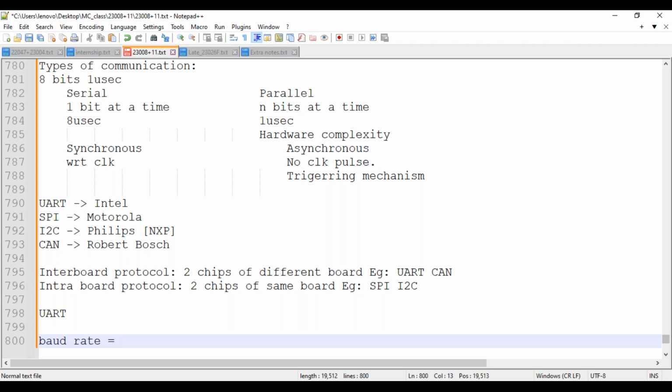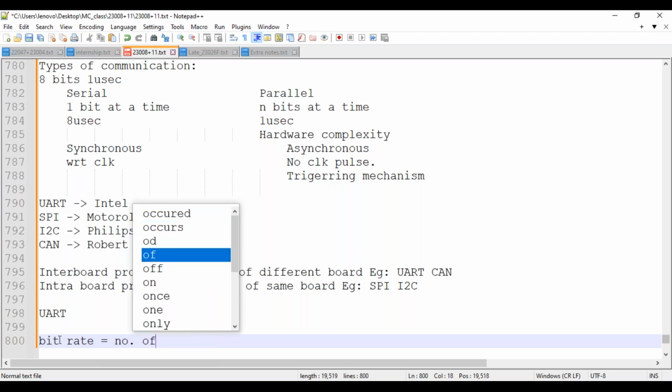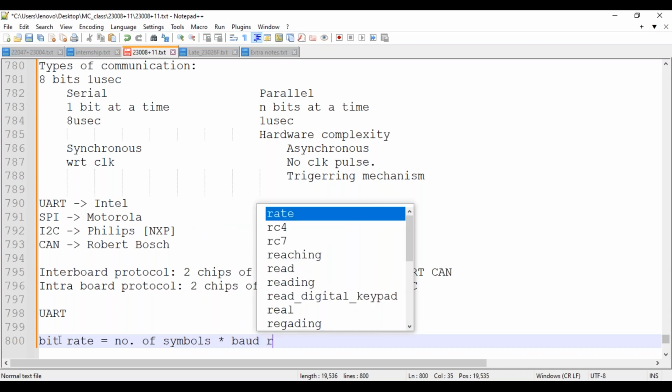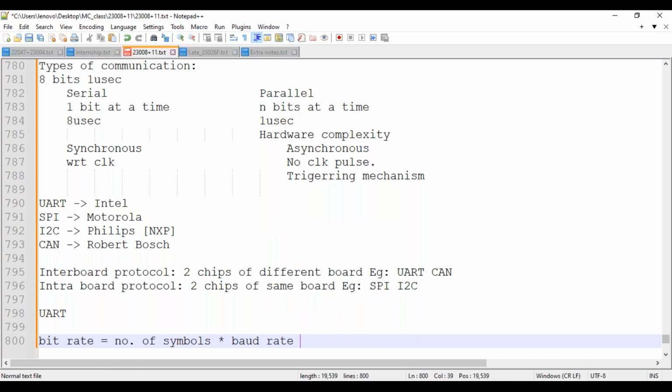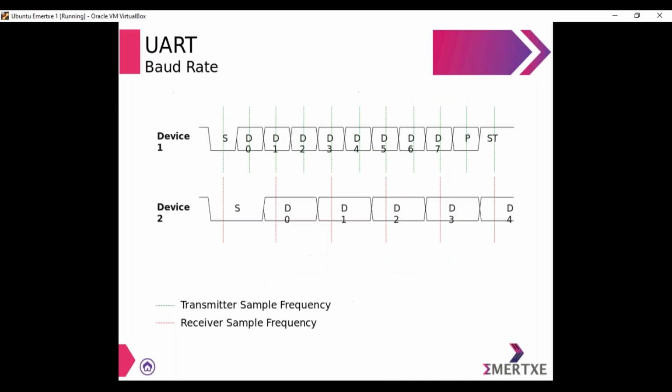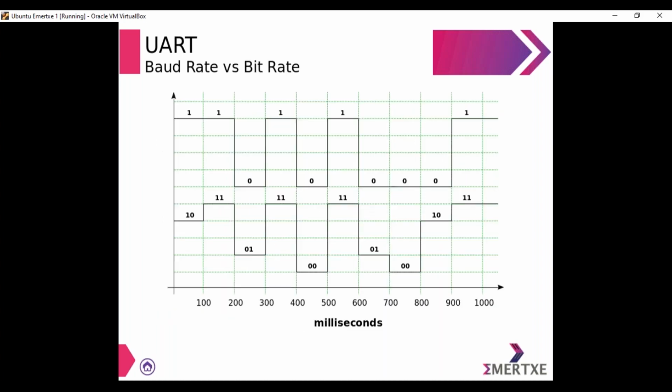Okay. So the formula is, I'm sorry, bit rate is equal to n multiplied by baud rate. So number of symbols per second, I would say. Number of symbols multiplied by baud rate. Okay. So bit rate is number of symbols multiplied by baud rate. So you can see a correlation here. So this is baud rate versus the bit rate.